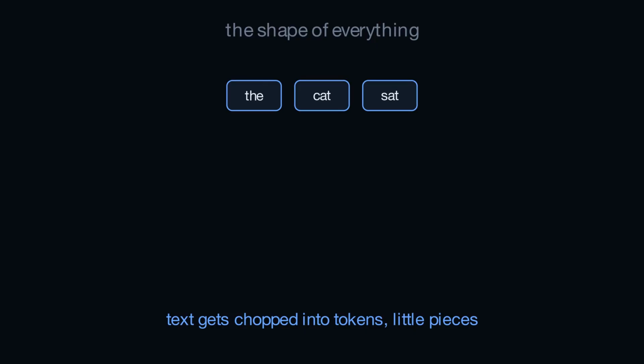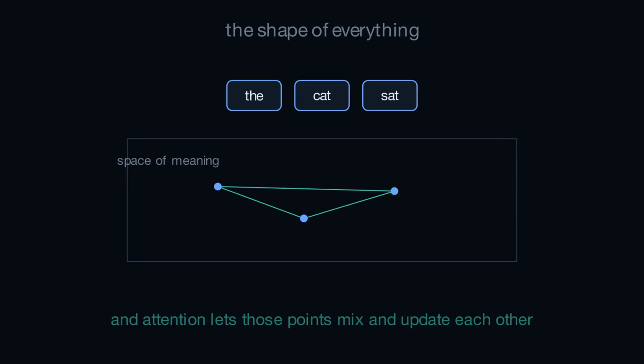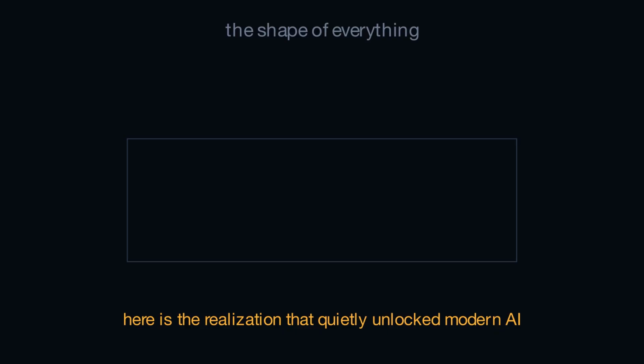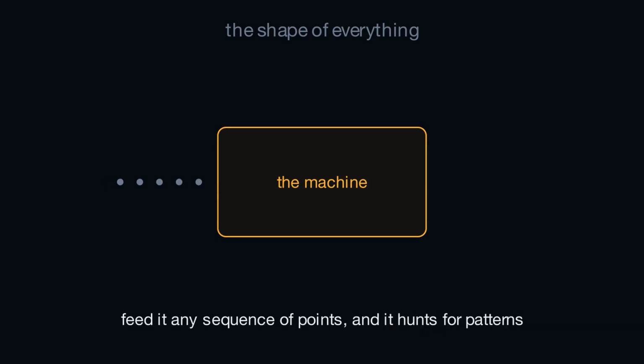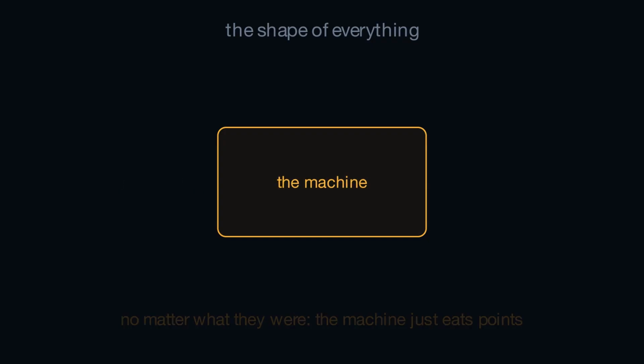Remember the shape of everything we have built. Text gets chopped into tokens. Each token becomes a point in a space of meaning, and attention lets those points mix and update each other. Now here is the realization that quietly unlocked modern AI. That pipeline does not actually care that the points came from text. Feed it any sequence of points and it will hunt for patterns and relationships in them, no matter what they originally were. The machine eats points.